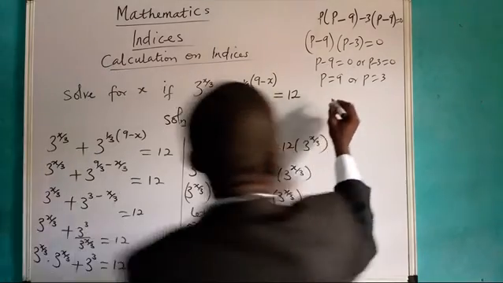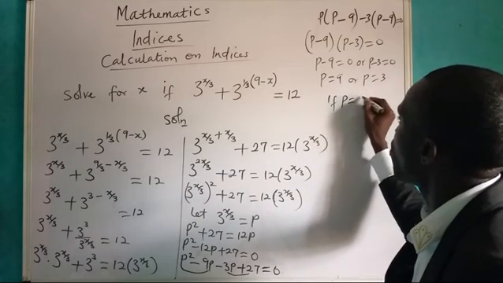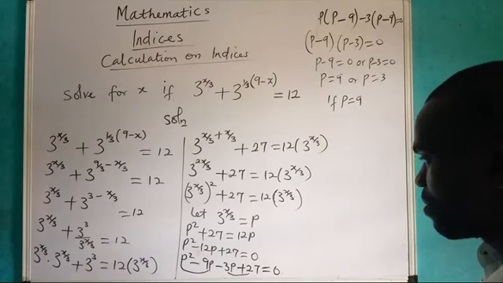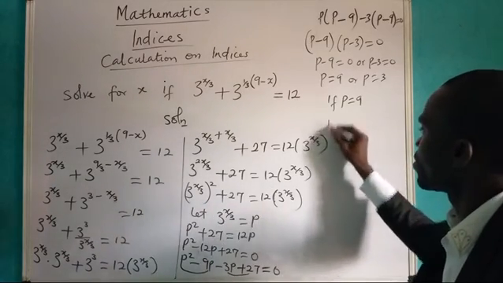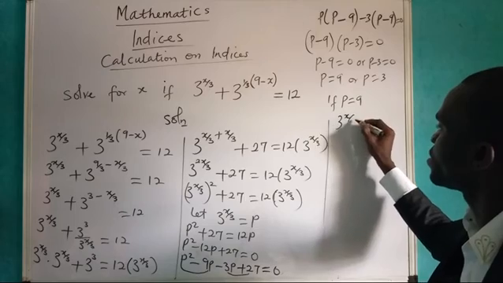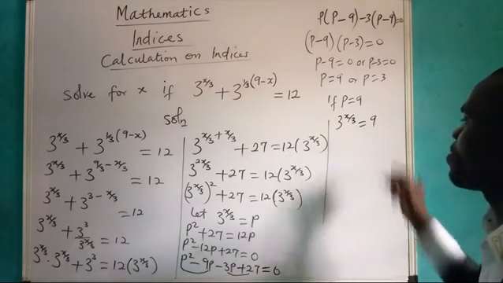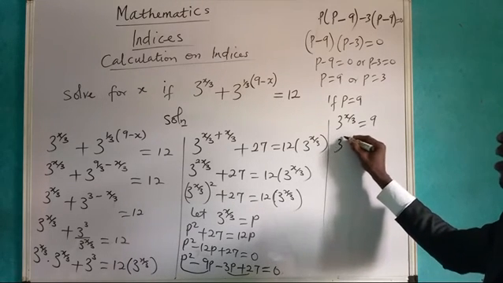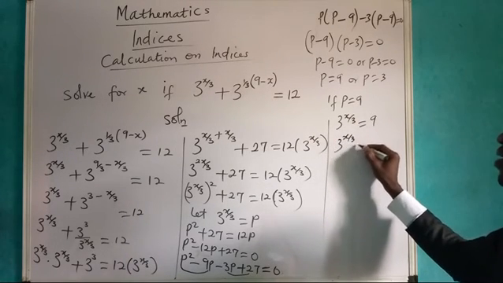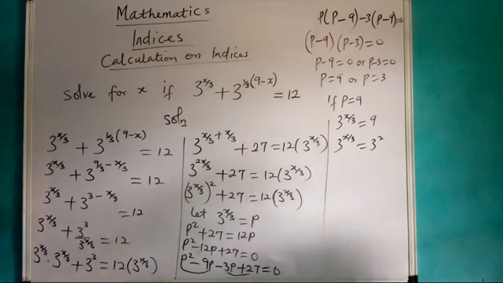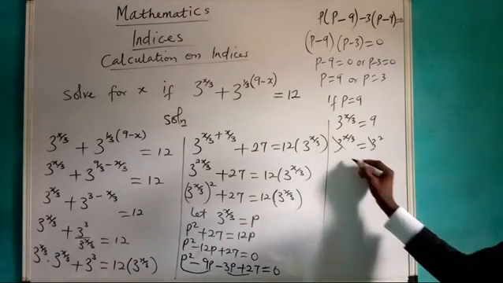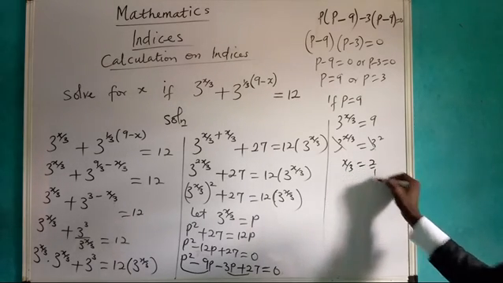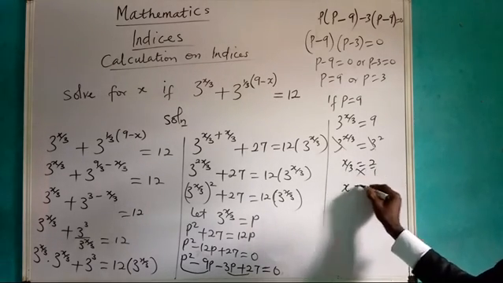We need to move further. If p is equal to 9, what will happen? I need to take your mind back to this very portion. I'm going to have 3 power s over 3 equal 9. Remember, the bases are different. I need to equalize them. I need to reduce it to the base of this: 3 power s over 3 equal 3 squared. Now we have an equal base, meaning that this one can go. It will now be left with the indices: s over 3 equal 2. I need to cross multiply, and when I cross multiply, I will have s equal 6.